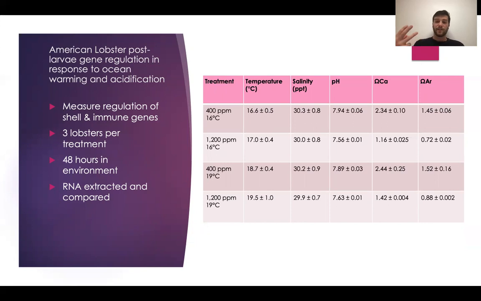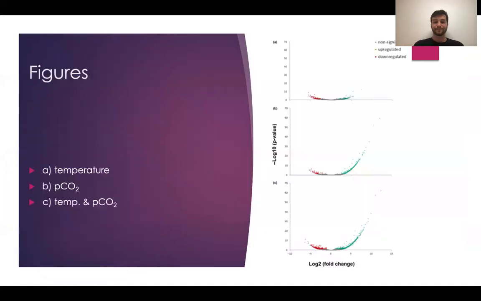What they did is they had 3 of these post-larvae lobsters in each of the environments. They kept them in there for 48 hours each, rinsed them, cleaned them, then they extracted the DNA, sent it off to a lab, and compared it to natural healthy lobsters to see if the genes for immune system and the genes for shell development were affected by the different environments.